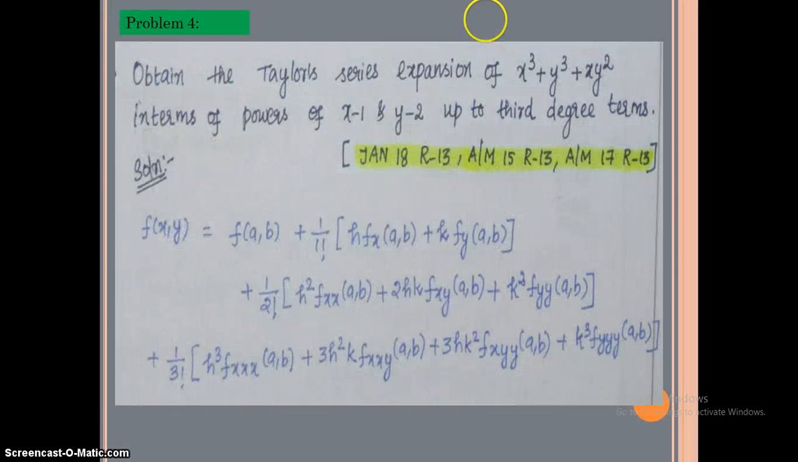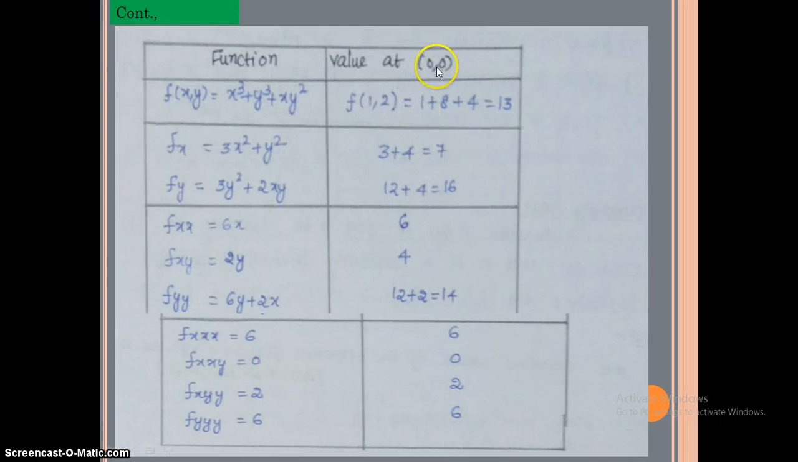Okay, again explain here. So x minus a means here a is 1, b is 2. So replace 1 comma 2. So first put x equal to 1, y equal to 2, we get 1 plus 8 plus 4, that is 13. Then differentiation of fx, differentiation of fy, this is a familiar one. We can differentiate with respect to x and y, then put the point here, so we get 7 and 16. Then second derivative, 6, 4, 14, then third derivative we get 6, 0, 2, 6 here.